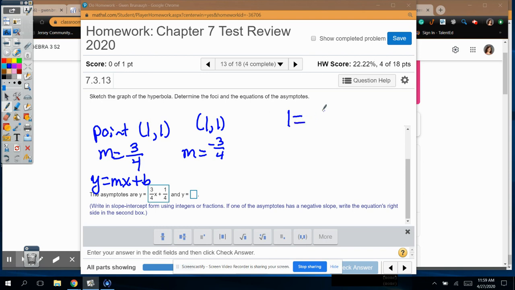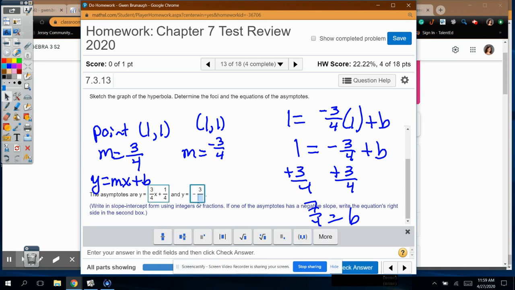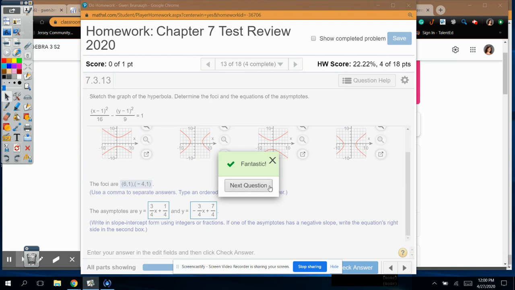So now it's 1 equals negative 3/4 times 1 plus b. 1 is negative 3/4 plus b. Add the 3/4. Hit math 1 in your calculator to turn it to a fraction. So 1 plus 3/4, math 1, 7/4. Okay, so y equals, this time a negative 3/4 x plus 7/4. So you're going to use that center point and the slopes from the box. Do y equals mx plus b 2 times to find the asymptotes. That will be a hard question on the test.